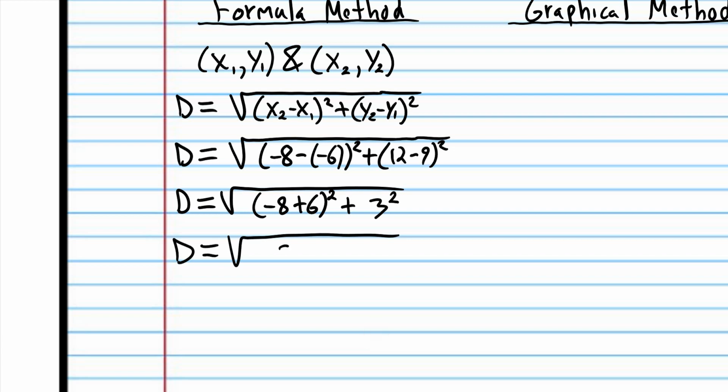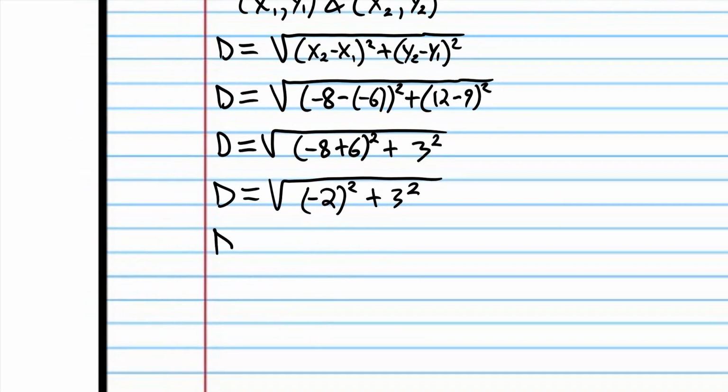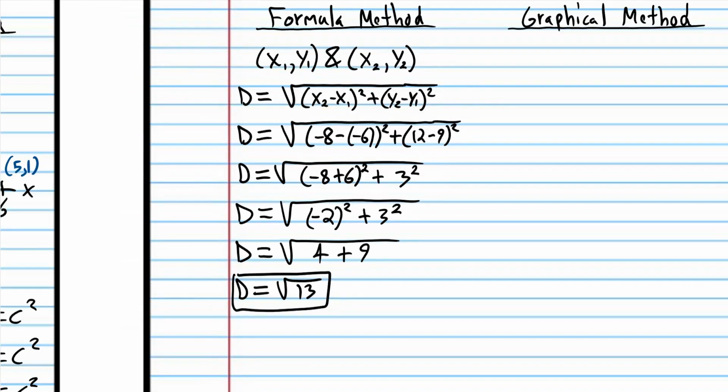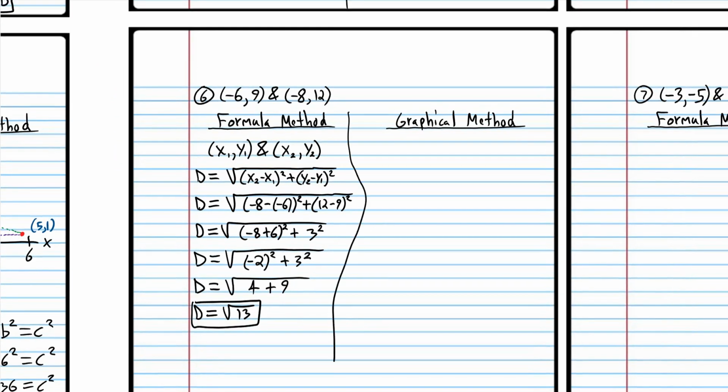-8 plus 2 is 2, or excuse me, -2, and we need parentheses around the -2. Don't just write -2 squared. That's not correct. So now, (-2) squared, that's just -2 times -2, which is +4. 3 squared is 9. And we have root 13. That is the answer. So if you got that answer, good job. So you can skip forward to the next problem.